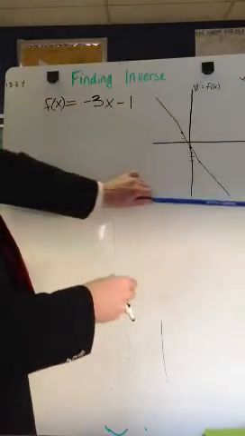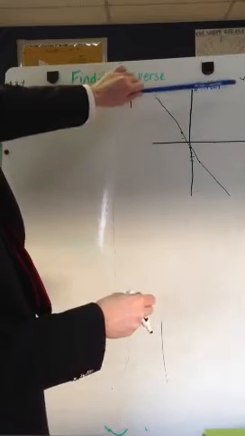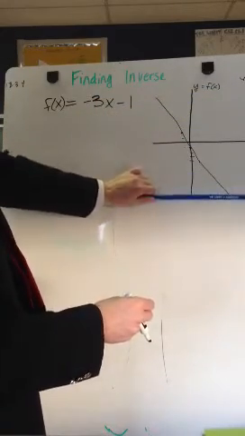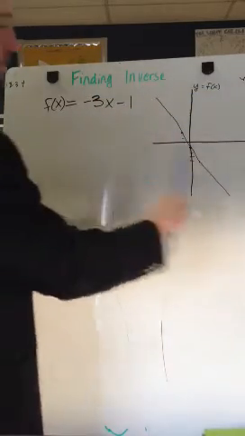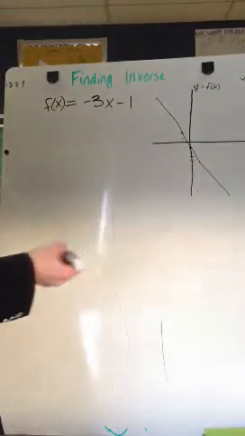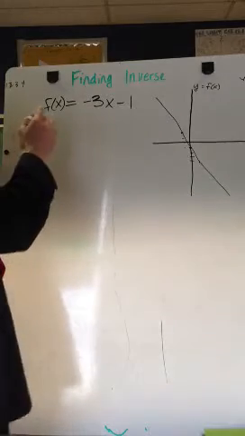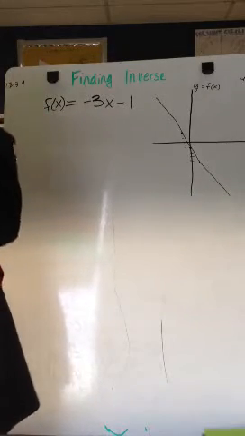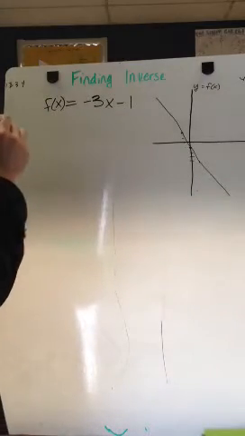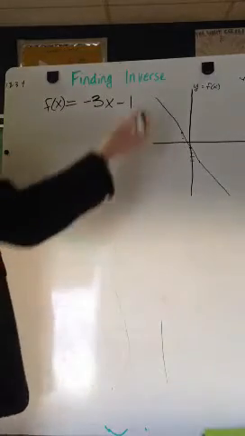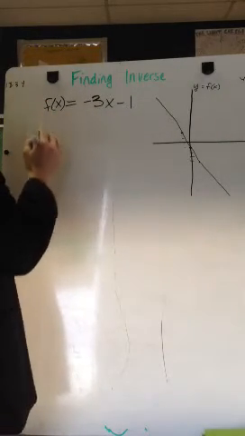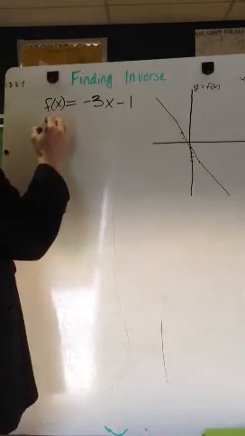And now I'm going to use the horizontal line test. In fact, it surely passes. Now I happen to know that any line other than a horizontal line is going to pass the horizontal line test. So f of x should have an inverse function. The first thing we're going to do after we graph it and it passes the horizontal line test is change f of x into y.